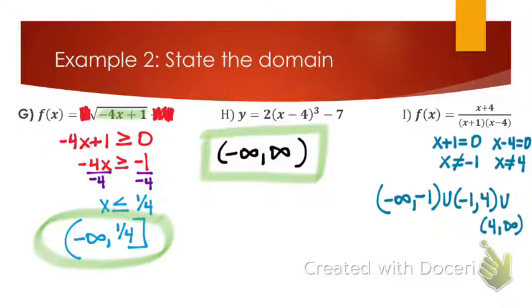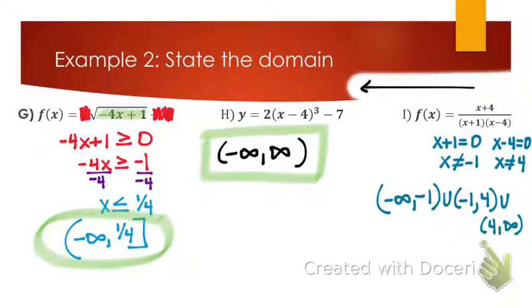And again, if you would like to draw that on a number line, you can, so you can see it. Negative 1 has to be thrown out, and so does 4, so open circles, because we cannot use those numbers. And we have 3 different sections, so we have to write an interval for each section. No brackets.